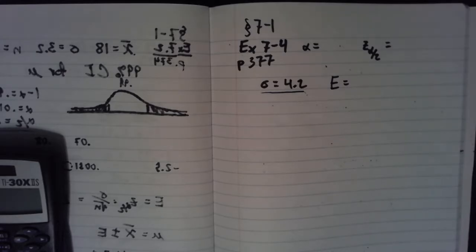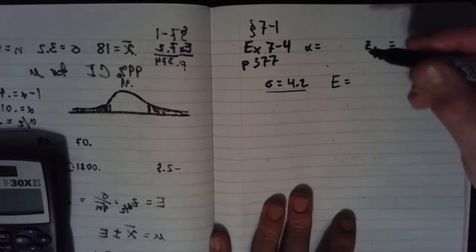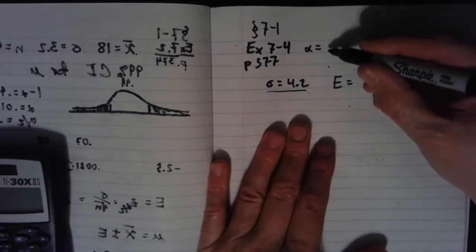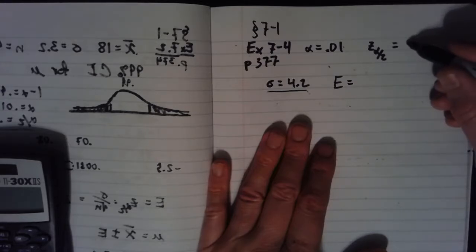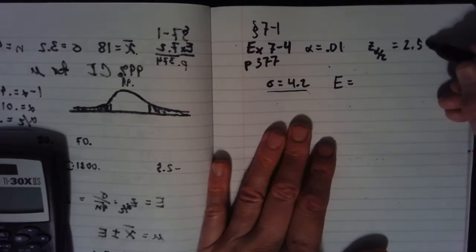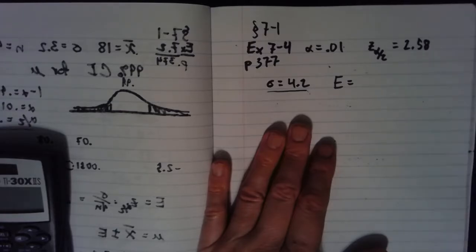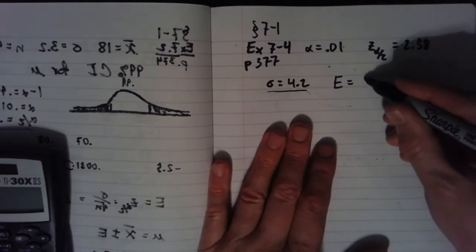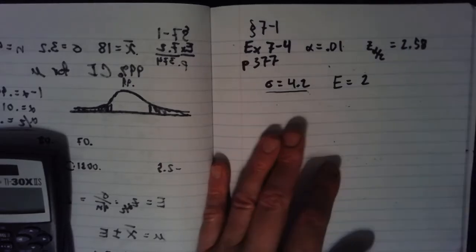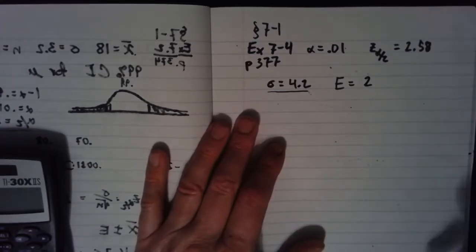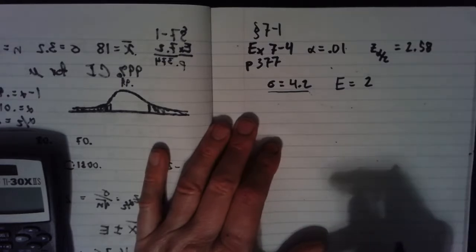Anyhow, he wishes to be 99% confident. 1 minus alpha equals 0.99. That means alpha equals 0.01. So the z subscript alpha over 2, we just looked this one up. It's not our favorite one, but it's one of them. Okay. And then the margin of error. So we wanted it to be accurate within two automobiles. So that's our plus or minus 2.